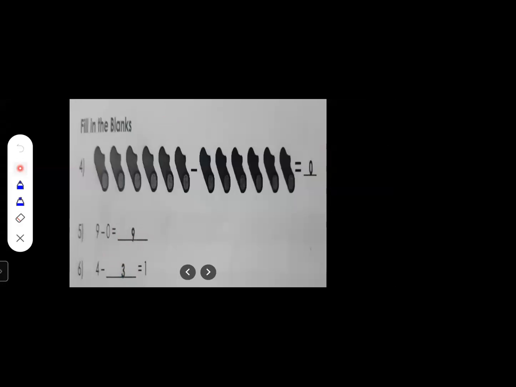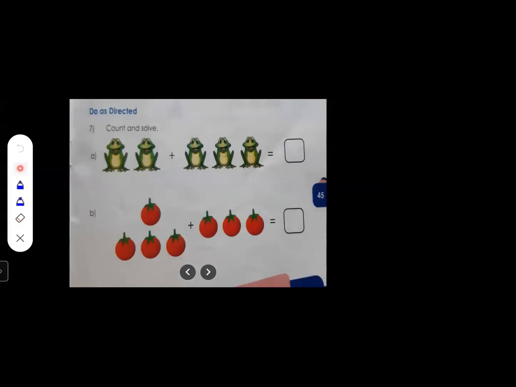Now let's move further to our next sum. What is written? Count and solve. So we have to count it and we have to solve. Here 1, 2. What do you see in the picture? Frogs are there. Here 2 frogs are there and over here 1, 2, 3.